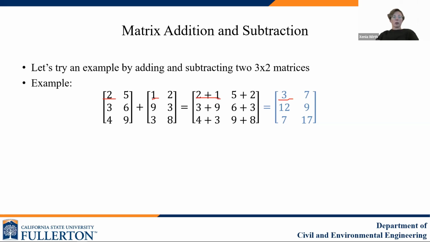Let's say row 1, column 2, we have a 5 in our first matrix and a 2 in our second matrix. So that would be 5 plus 2 is equal to 7. And you do this for every element in matrix 1, added or subtracted to every element in matrix 2.